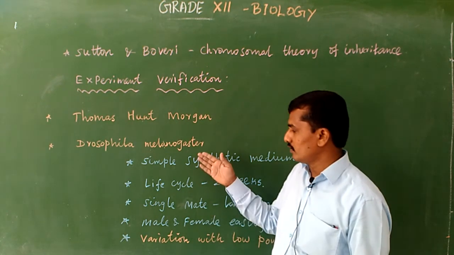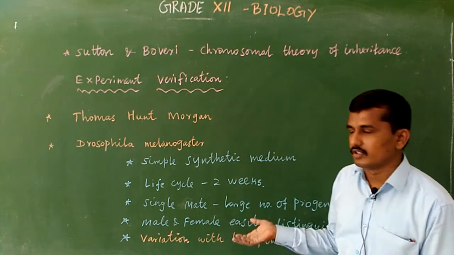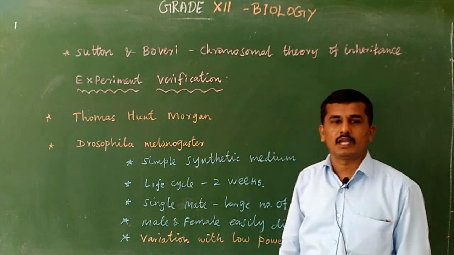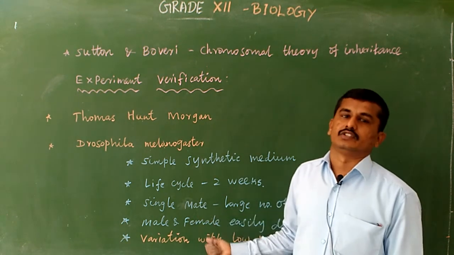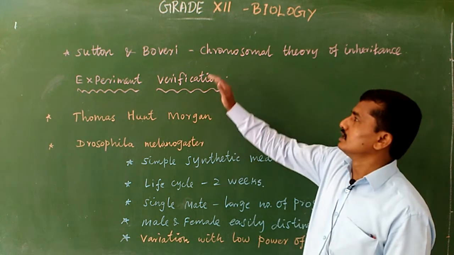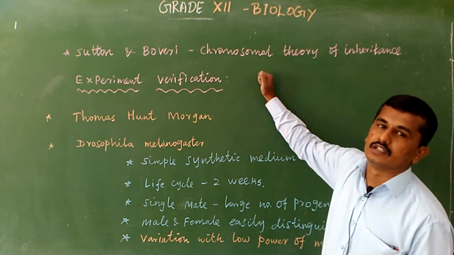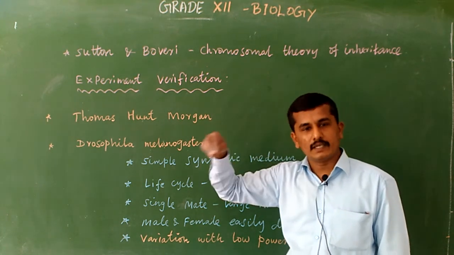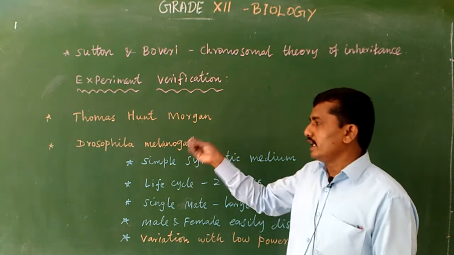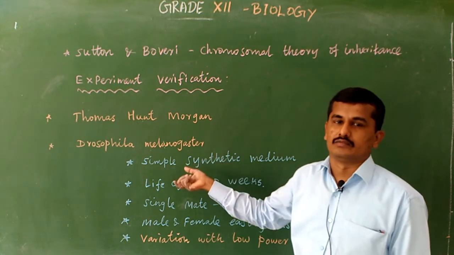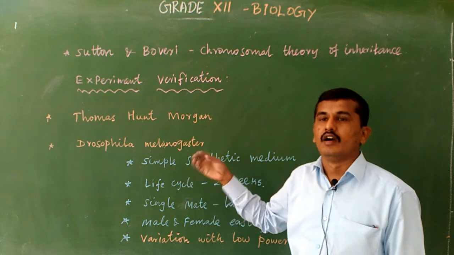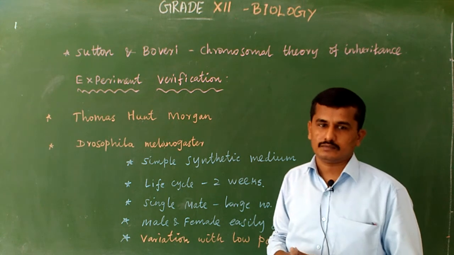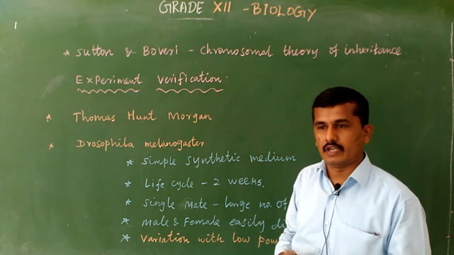With the use of these advantageous characters, T.H. Morgan selected Drosophila melanogaster for his research. So what research? The chromosomal theory of inheritance. For experimentally proving the chromosomal theory, T.H. Morgan selected the organism Drosophila melanogaster as proof. Normally in science we need proof. In any aspect we need proof.